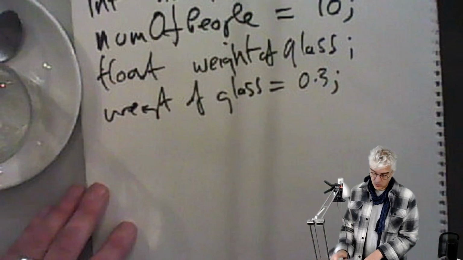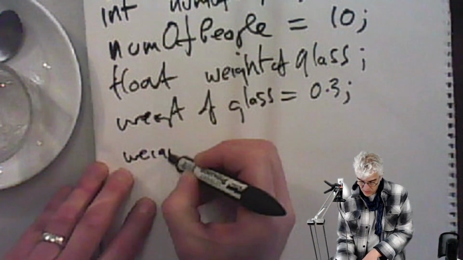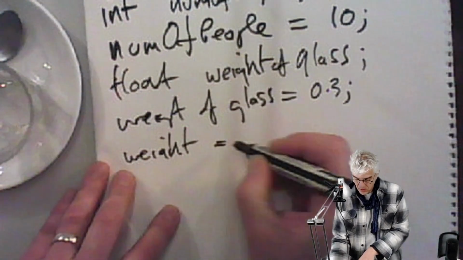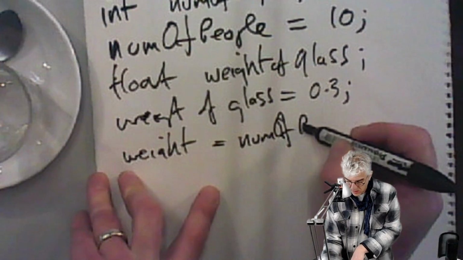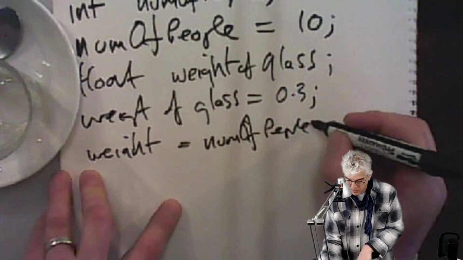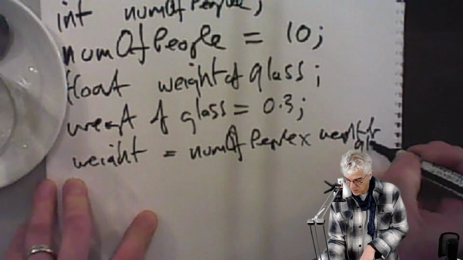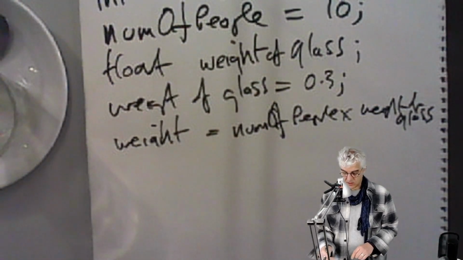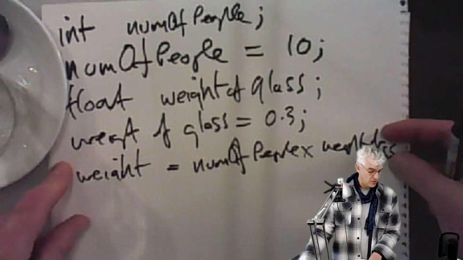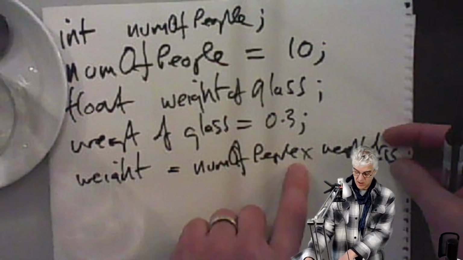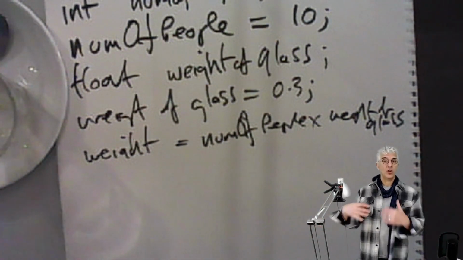So what I might now want to be able to do is say the weight of everything is number of people times, running out of paper, weight of the glass. That calculation, the weight of everything, number of people times the number of glasses, the weight of the glasses, is always going to be fixed.